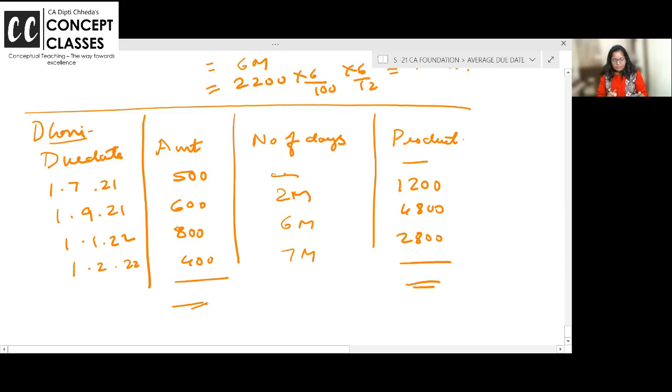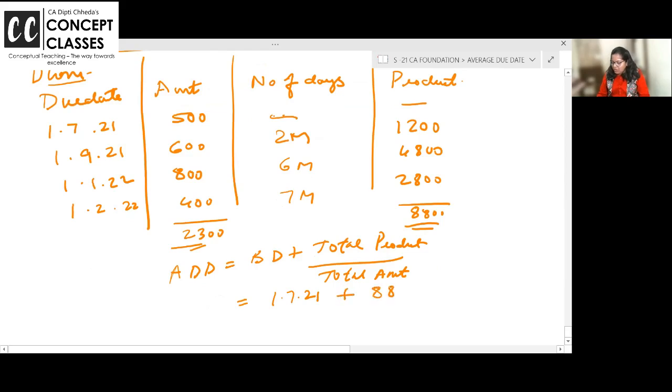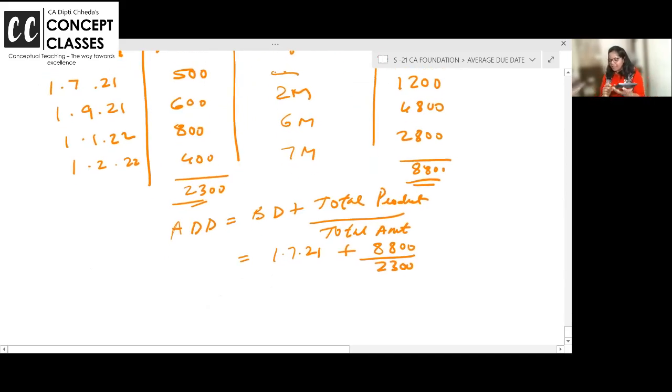Chalo. 500 plus 600 plus 800 plus 400 is 2300. 1200 plus 4800 plus 2800 is 8800. Average due date is equal to base date plus total of product divided by total of amount. Easy or not? Yeah, such simple problems are asked.